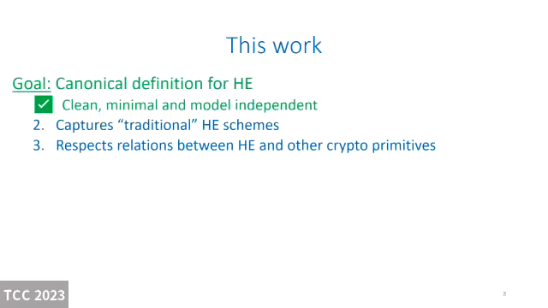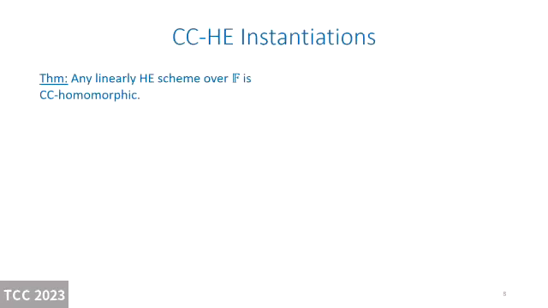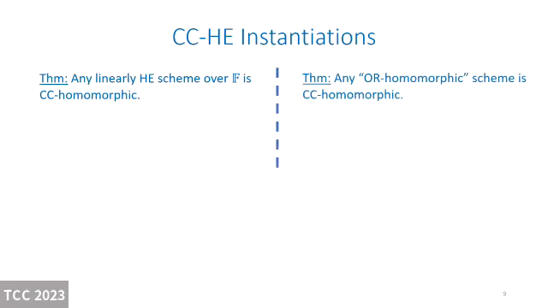And so the first natural question is whether it captures schemes that are traditionally considered homomorphic. And so our first theorem is that any linearly HE scheme is in fact CC homomorphic, and this captures, for example, Goldwasser-Micali, ElGamal, Paillier, Regev, and more. And as a theoretical example, we will prove at the same time that any scheme that is homomorphic with respect to the OR function over binary inputs is also CC homomorphic.